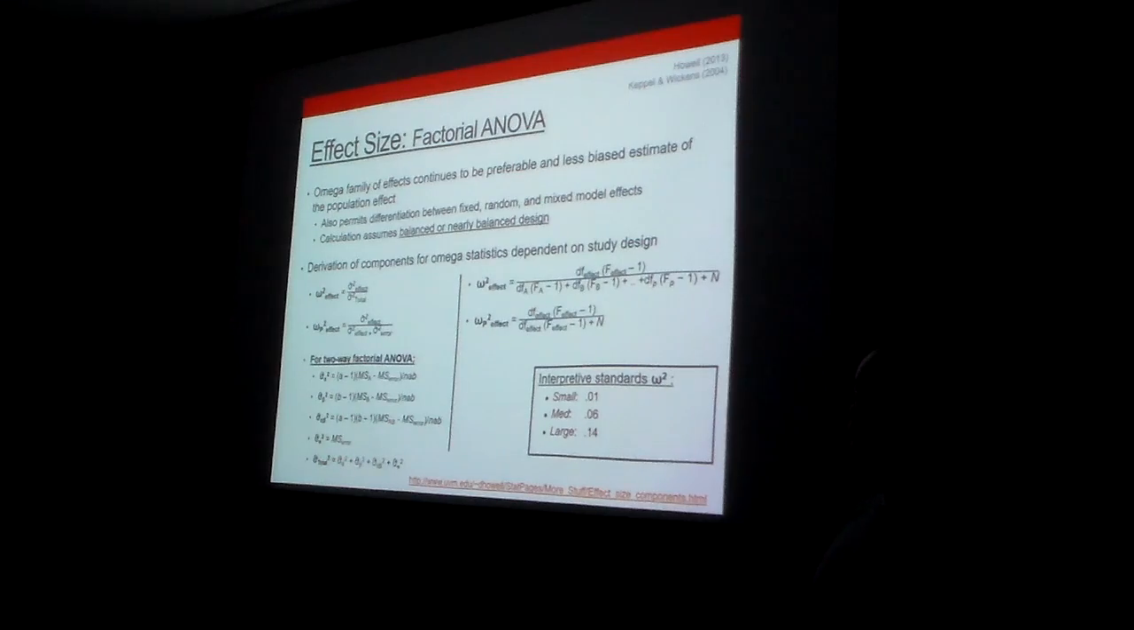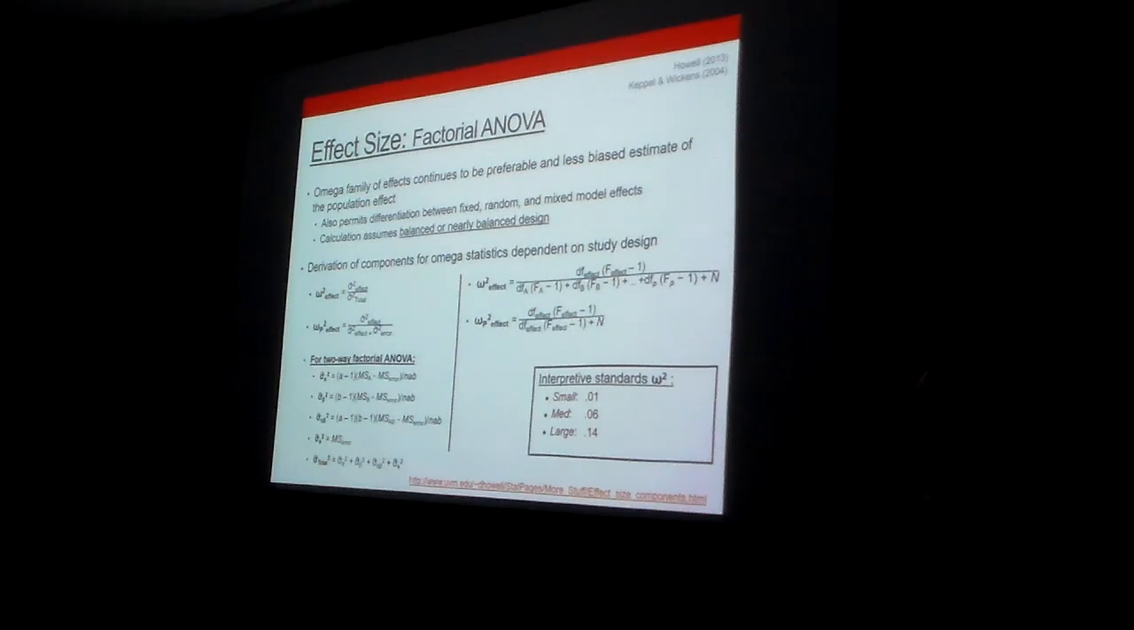Now, our omega squared statistics assume a balanced or nearly balanced design. If you have wildly unbalanced designs, it starts to become hard to calculate this. But if you're doing good experimental work and you've got reasonably balanced designs, omega squared is going to be your best bet. Depending on the study design, there are different formulas you can use, and different people have proposed different formulas. I gave you a handout on effect sizes for ANOVA designs. Go through and read that.